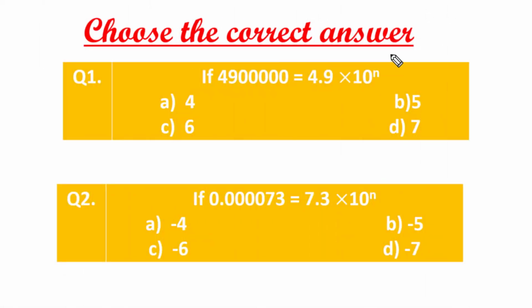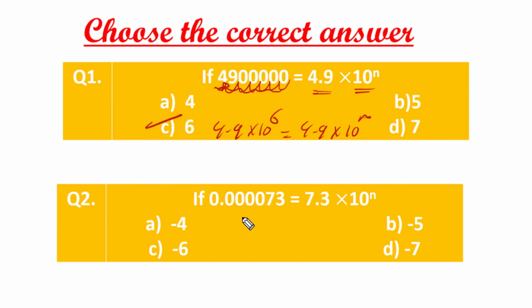Next, choose the correct answer. If this number equals 4.9 times 10 raised to the power n, n equals what, guys? To find the value of n, just write this number in scientific notation. It will be 4.9 times 10 raised to the power what? Ask yourself. We will move the decimal point to the left. How many decimal places? 1, 2, 3, 4, 5, 6. So 10 raised to the power 6 equals 4.9 times 10 raised to the power n. Mentally, n equals what? n equals 6.